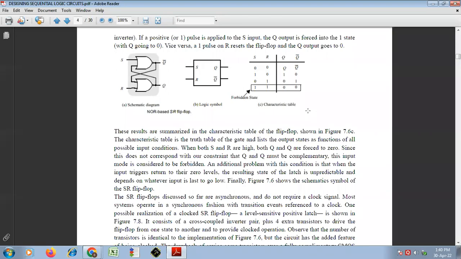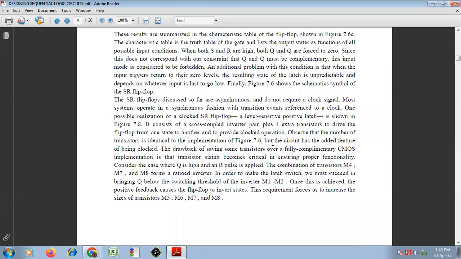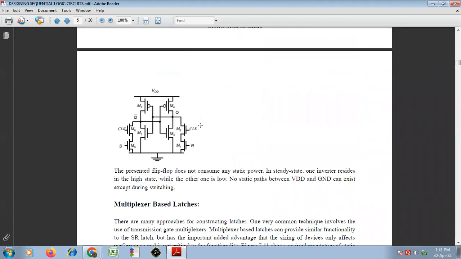Now, the SR flip-flops discussed so far are asynchronous. Whatever flip-flops we have discussed are asynchronous. That means we don't have any clock pulse. But if you apply a clock pulse, it becomes synchronous. Most systems operate in a synchronous fashion with transition events referred to a clock. One possible realization of this clocked SR flip-flop is a level sensitive positive latch, as shown here. This is a level sensitive positive latch.